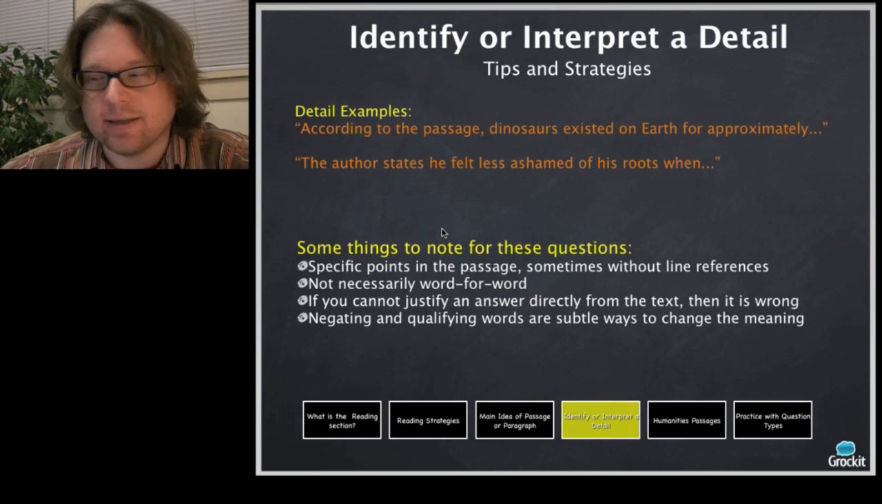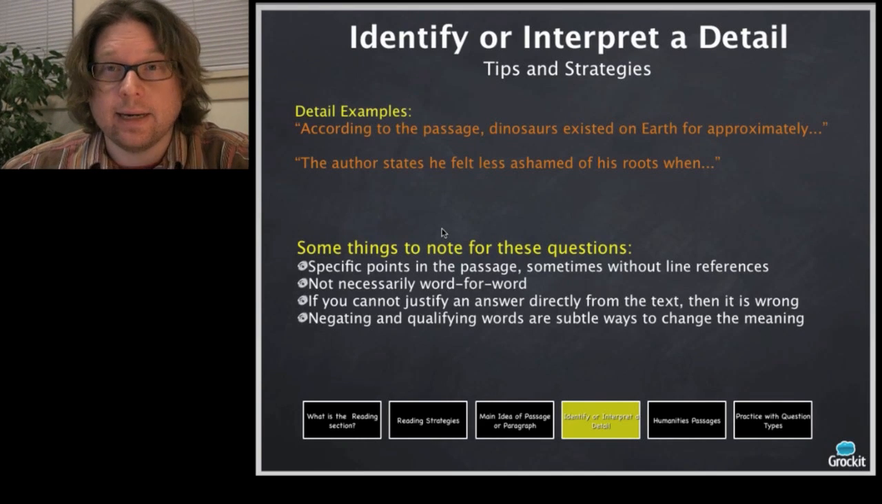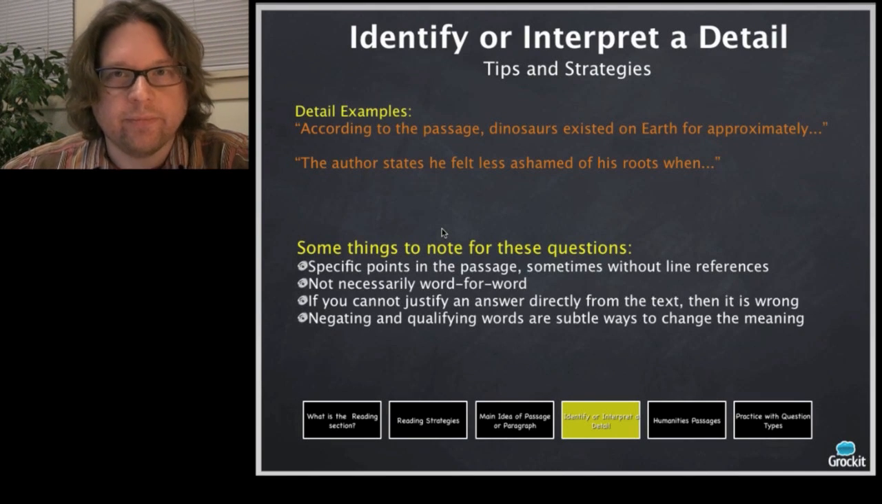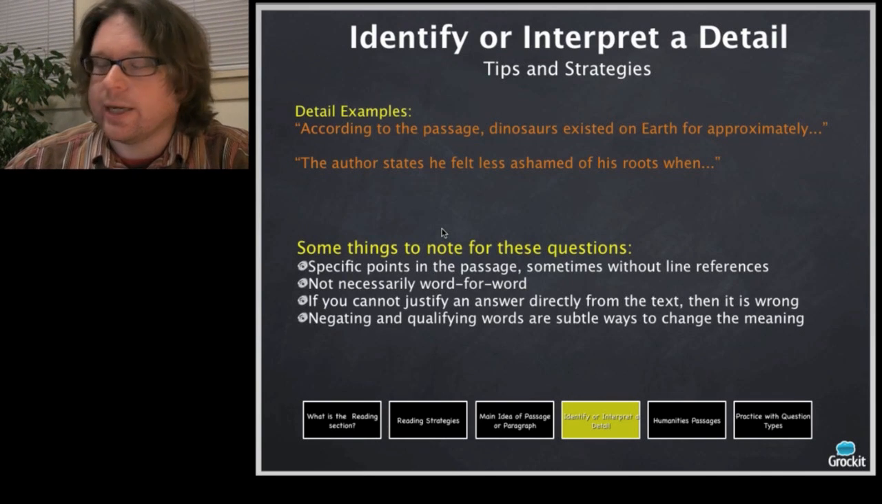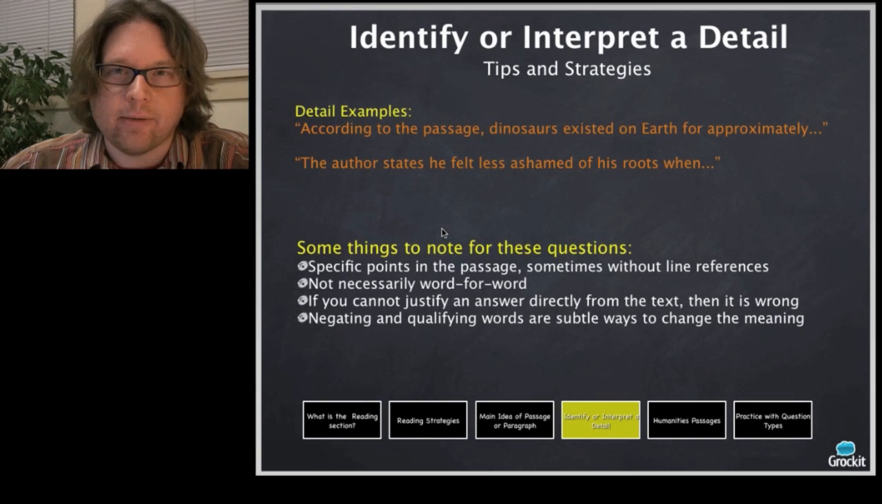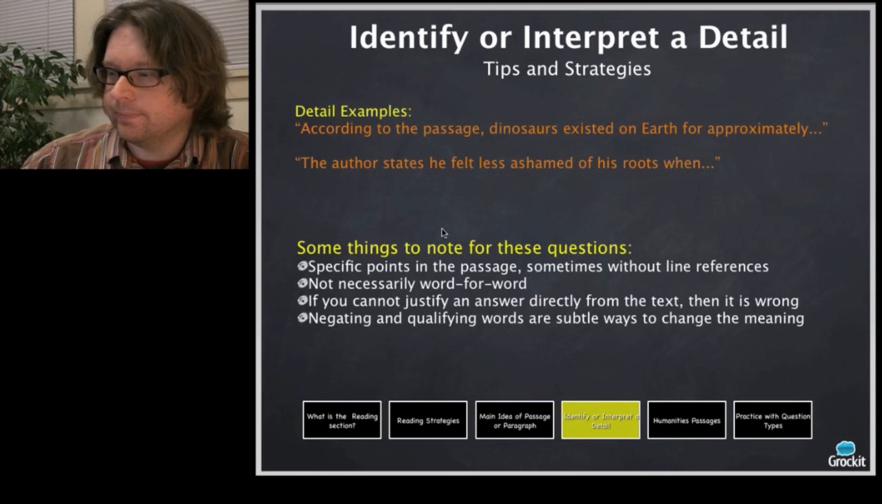Which actually leads nicely into the fourth point. If you cannot justify an answer directly from the text, then it is wrong, especially on a detail question. A detail question is saying, hey, this was in the passage. If you can't find it in the passage, that's not the answer. Or you weren't looking well enough. Lastly, negating and qualifying words are subtle ways to change the meaning, even though sometimes they'll capitalize it. You know, "all of the following EXCEPT are details mentioned in the passage," and then "except" will be capitalized, but it does make the question very different, and you need to be very careful with those.